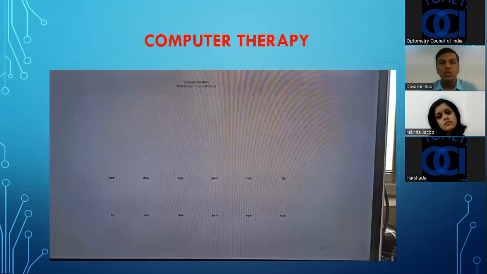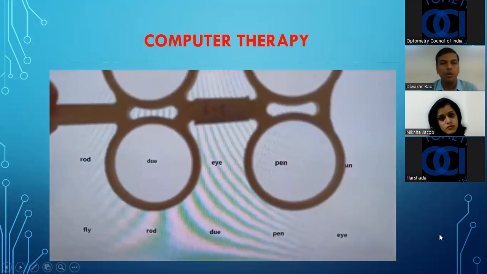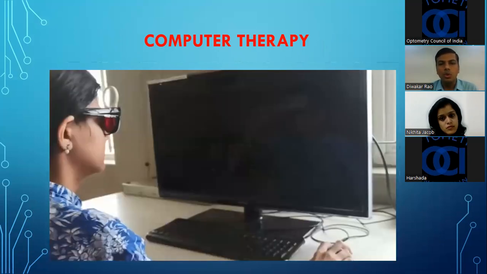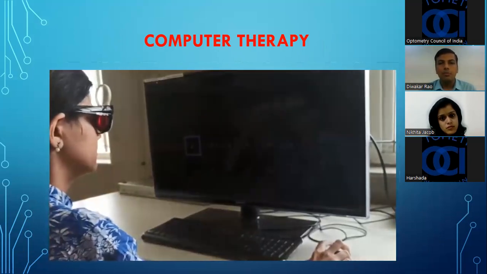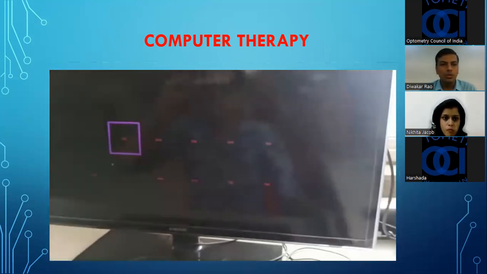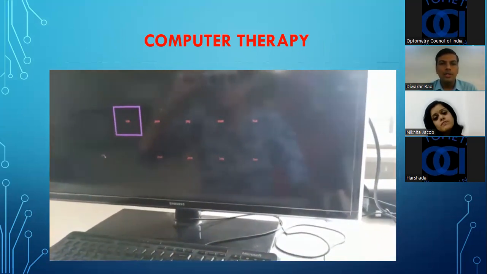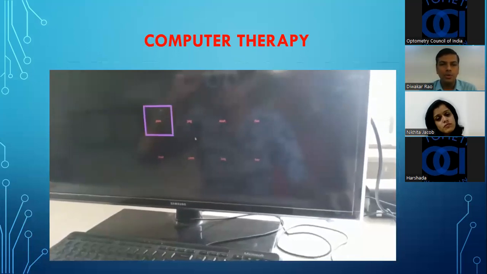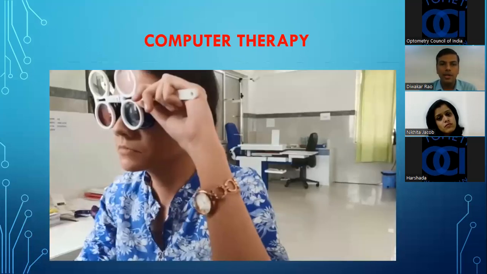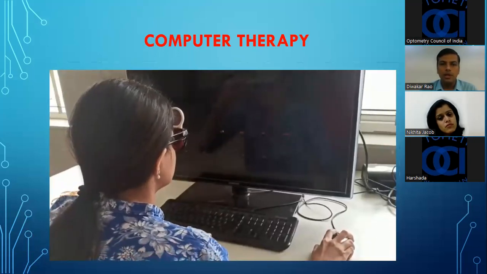Then we can also use computerized therapy for accommodation. Here we can see the computerized therapy being performed. The patient is asked to look through the flipper while wearing red-green anaglyph glasses, and is supposed to match the words, one on the top row and one on the bottom row. One is seen through one lens and the other is seen through the other lens. So you are stimulating and relaxing here by using these flippers and this word matching therapy.